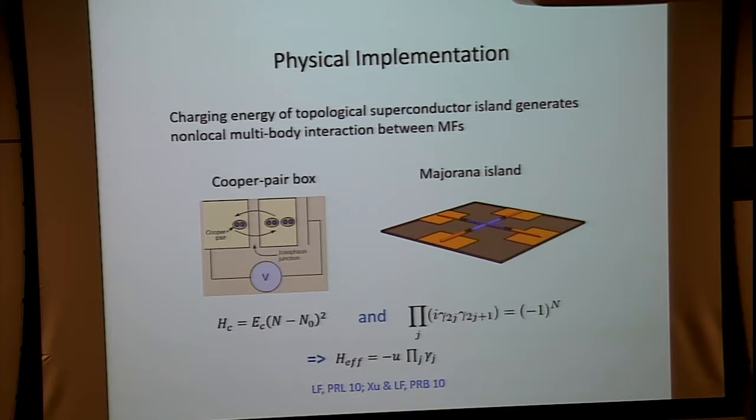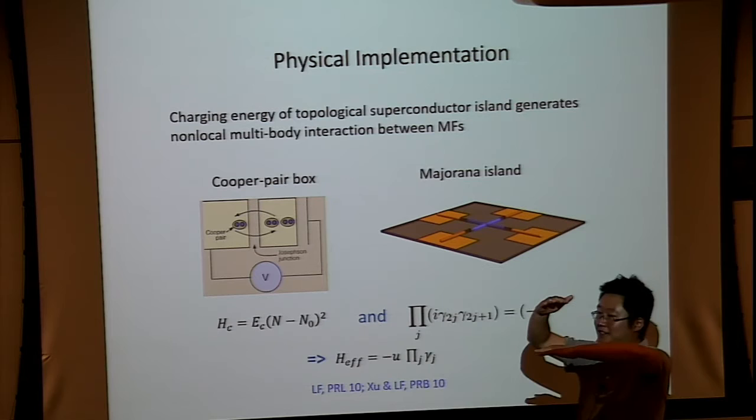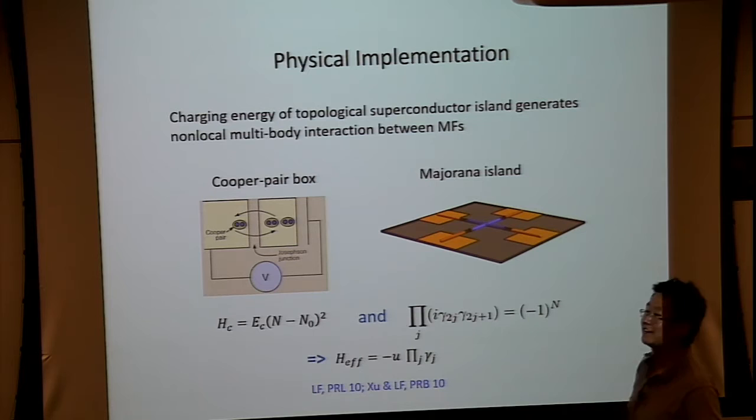If you tune to the charge degeneracy point, then this U is zero, right? Because at the charge degeneracy point, what happens is that when charging energy is dominating, the lowest energy state has, let's say, total electron number 100. The first excited has, let's say, 100 plus 1. Those are the two states I'm going to use. Exactly, thanks.